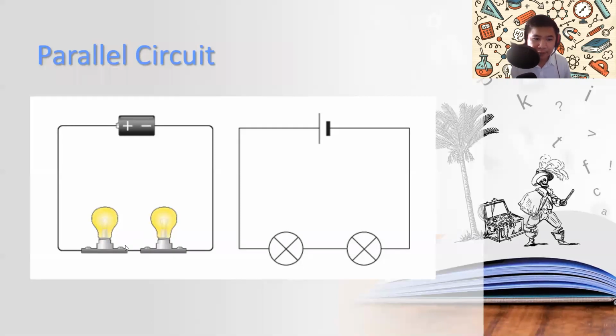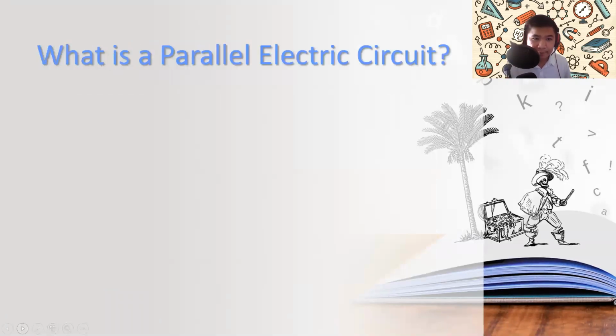Now, let's go to the next type of electric circuit. This is called a parallel electric circuit. Again, this is called a parallel electric circuit.